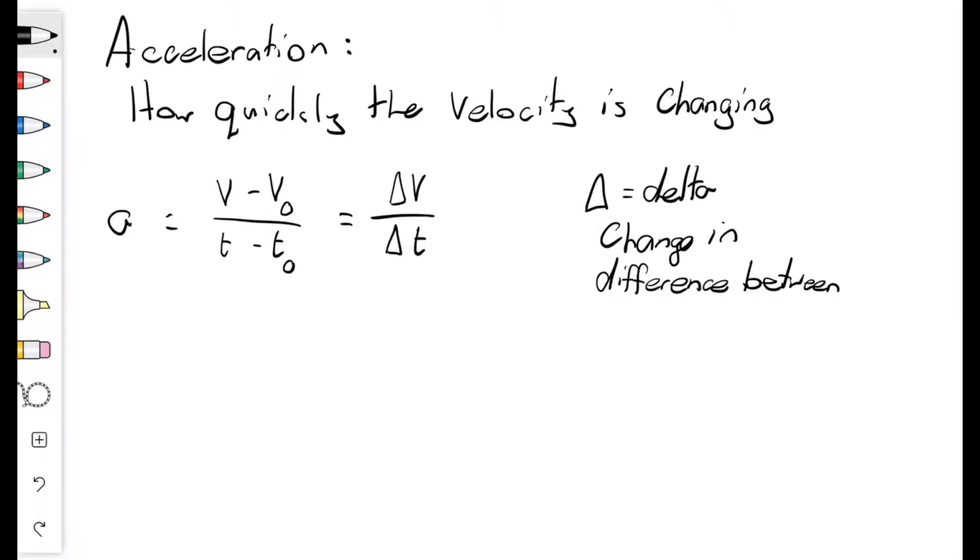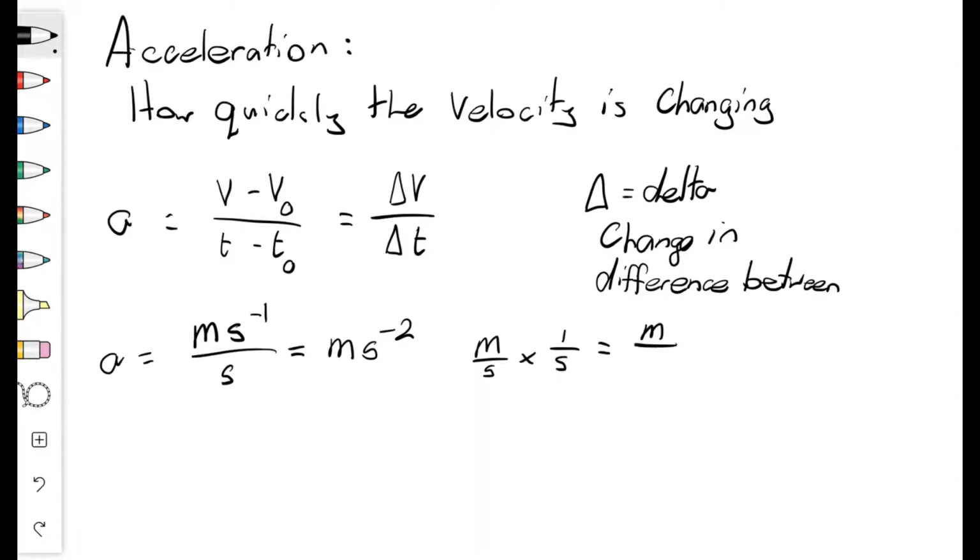So we've got the difference between velocities and difference between times, or change in velocity divided by change in time. If velocity is given to us in meters per second, and time in seconds, our standard units for acceleration are going to be meters per second squared. The way that works out is we've got meters per second times 1 over seconds. When we multiply these together, we've got m over s squared, and that is just meters per second to the minus 2. So that is our standard units.